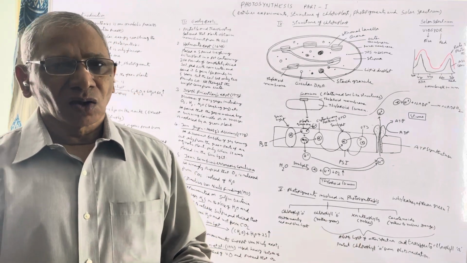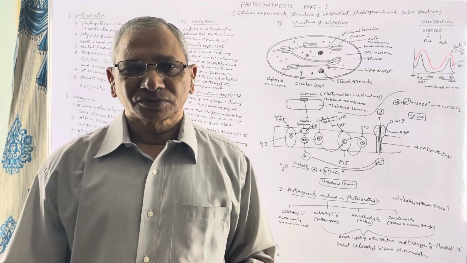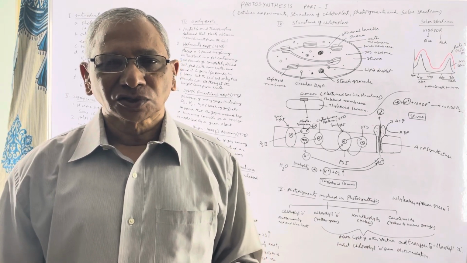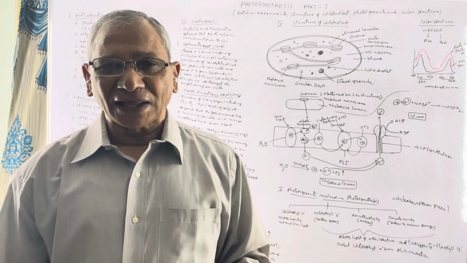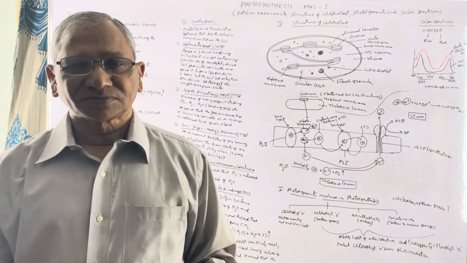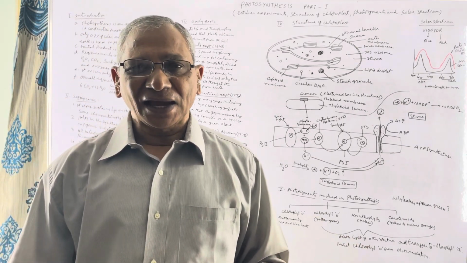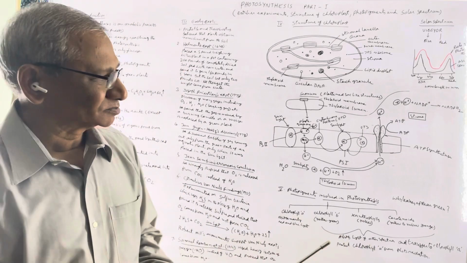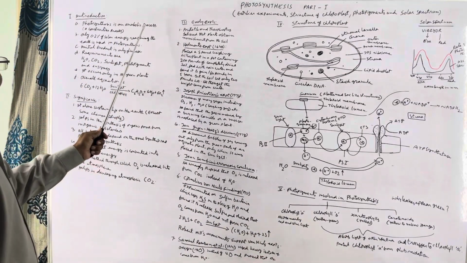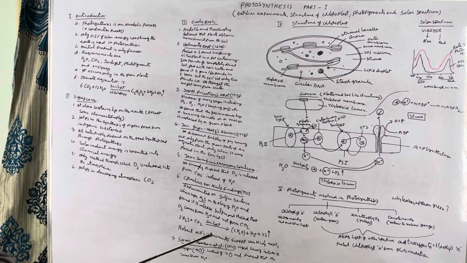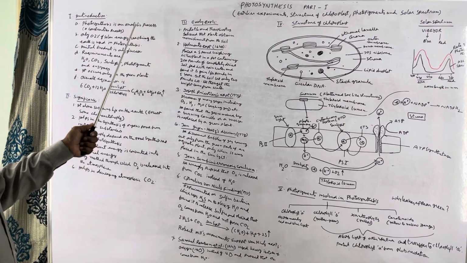And all the herbivores, that is mostly animals, cannot synthesize their own food. So all the herbivores or all the animals invariably depend on the plants for their food needs. Either they depend directly as herbivores or indirectly as carnivores. Then, photosynthesis is an anabolic process where energy is trapped. It is an anabolic process. Energy is trapped into glucose.